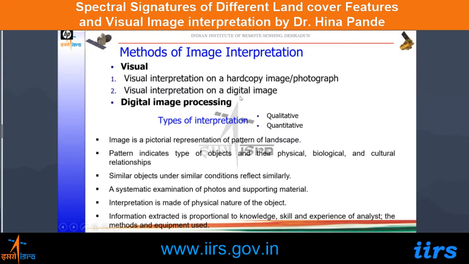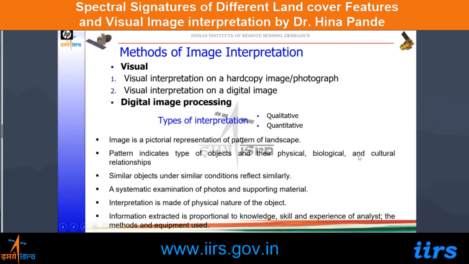Okay? Now, there are a few points that we learned in the previous discussion to keep in mind while doing this. We need to remember that the image is a pictorial representation of the landscape that we are trying to analyze. Patterns here on the image will indicate types of objects and their physical, biological, or cultural relationships. Then this is very important. Similar objects under similar conditions will reflect similarly. So like two species of trees, buildings, etc., because they are similar features, they will reflect similarly, right?